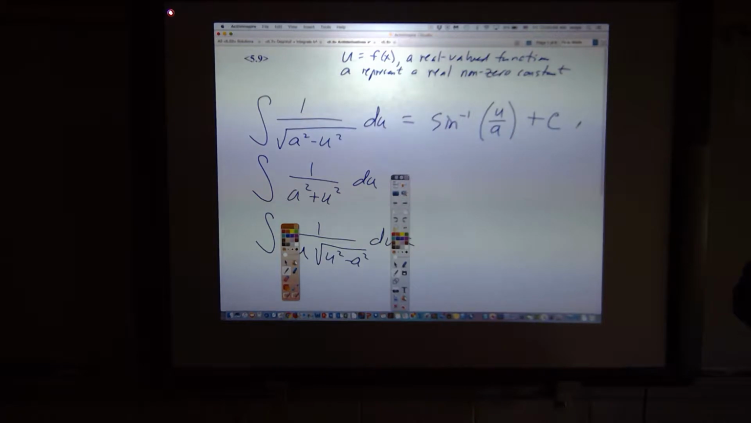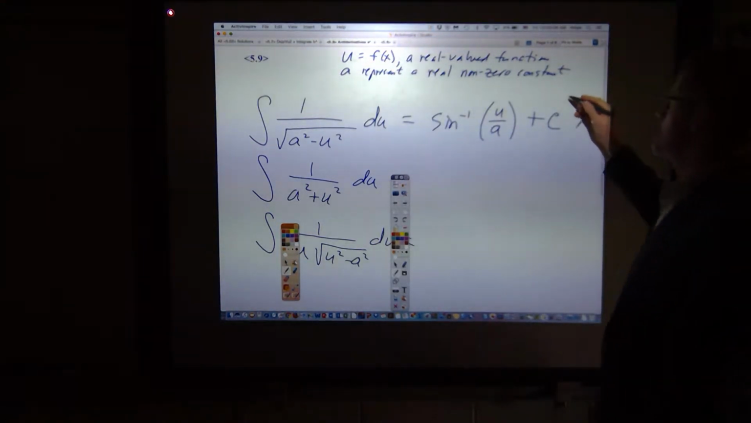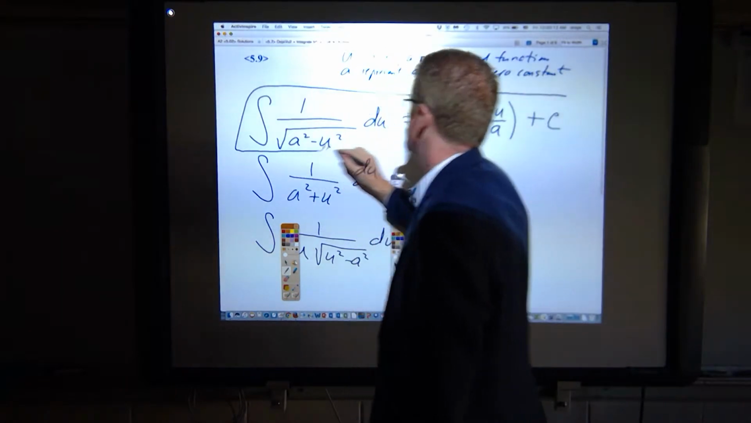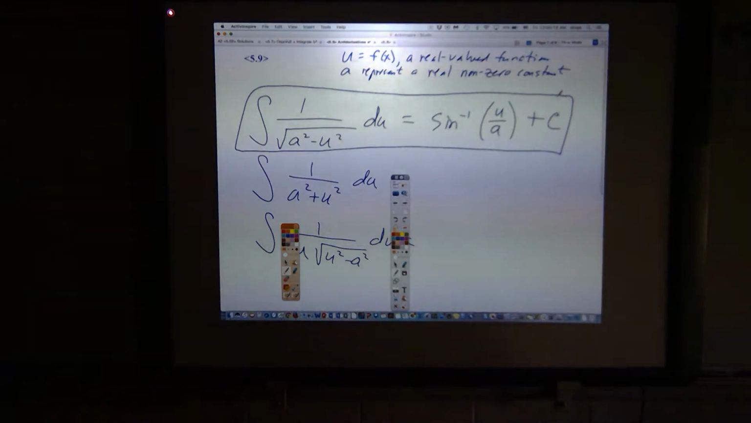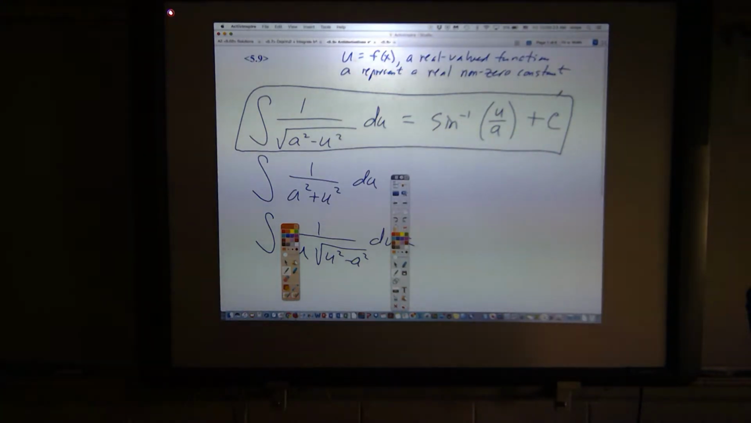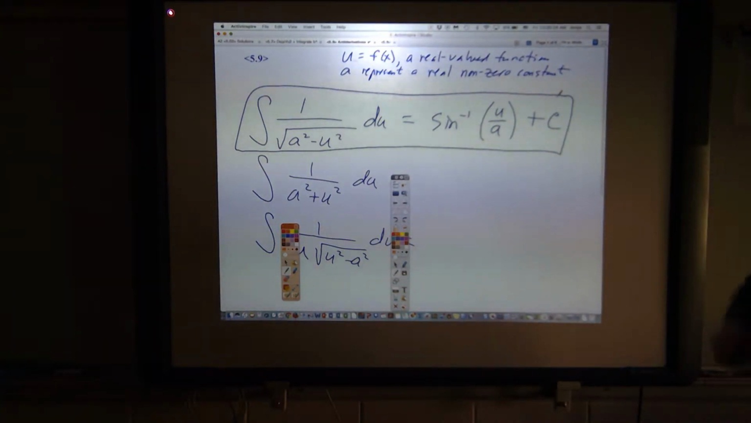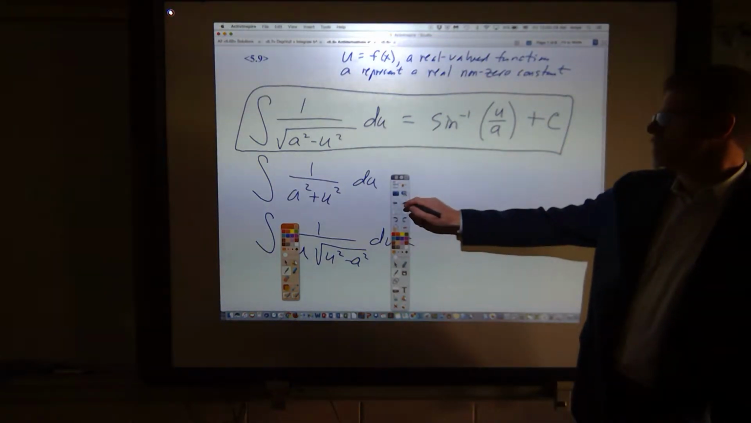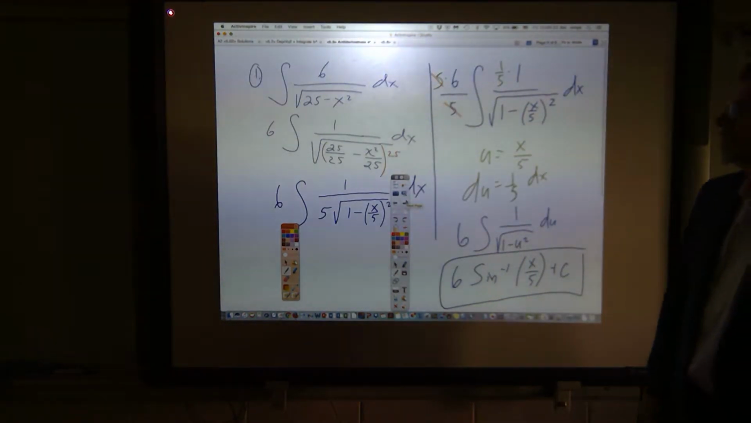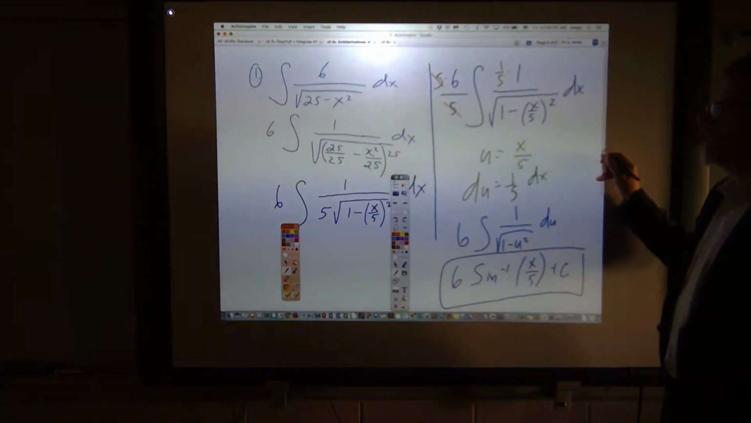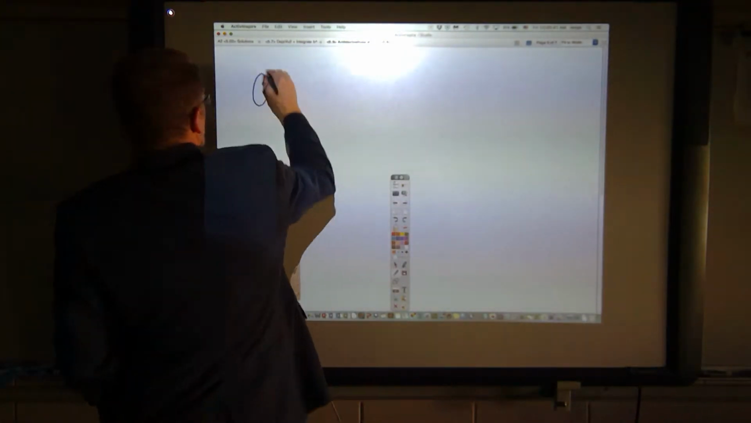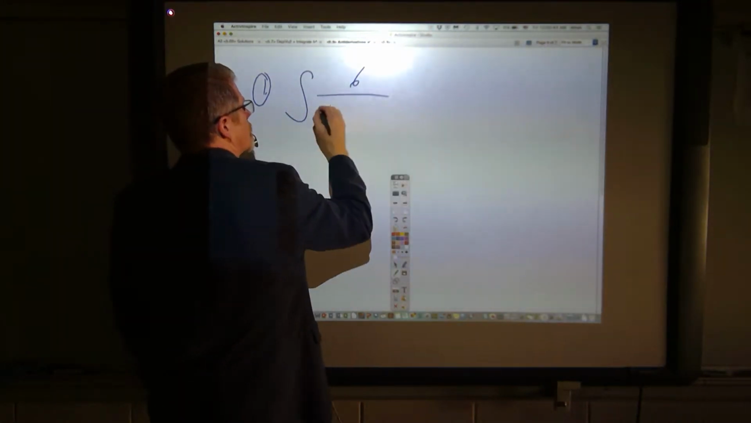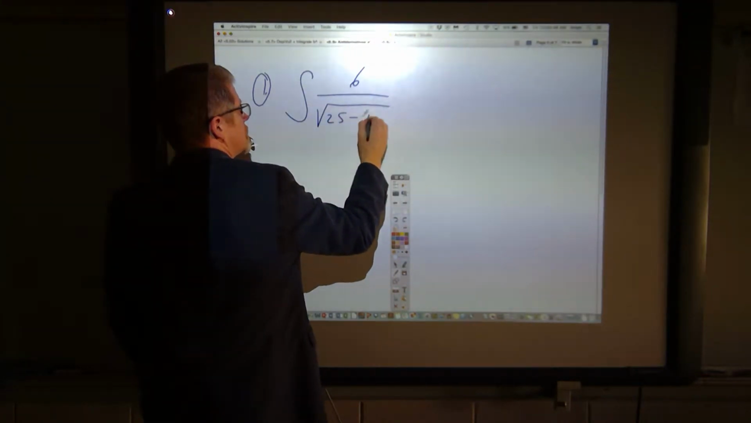So, let's put a box on that. Now, knowing that formula, let's find out what it would actually look like on the homework. On the homework when you're doing this problem, and I will redo it, here's problem 1, now that we know the formula: 6 times the antiderivative of 1 over the square root of 25 minus x squared dx.